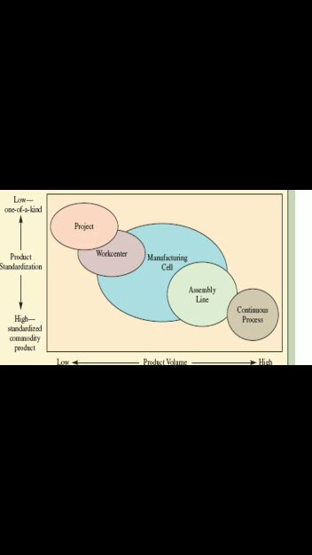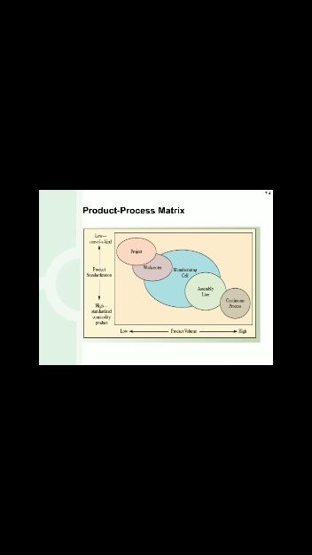But in project you can see the volume is very low, and the product standardization is very high. We also call it a very high kind of customization. Highly customized products are basically manufactured in the system which has very low product standardization and less volume.